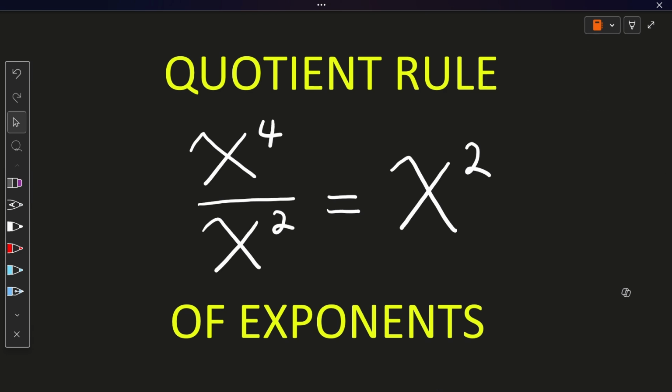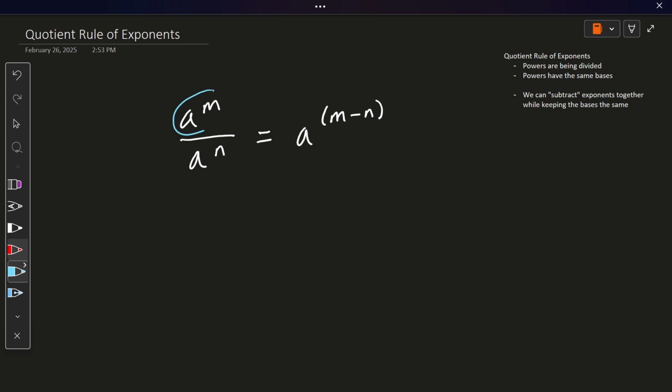Let's get started. The quotient rule says that if we have one power being divided by another and the bases are the same, we can keep our base the same while subtracting the exponent of the denominator from the exponent of the numerator. The reason why this works is because exponentiation is repeated multiplication.